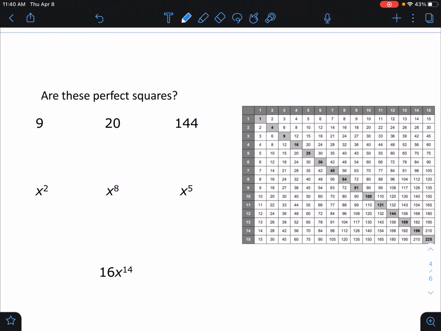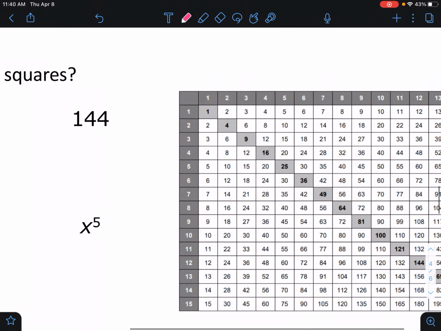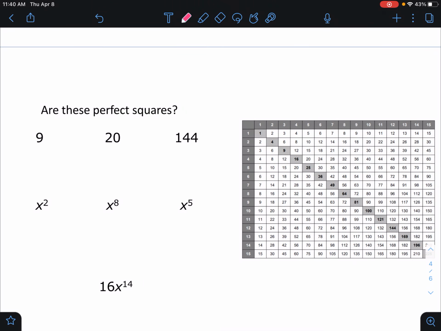Is 9 a perfect square? Well, you can see 9 is right here. So yes. Is 20 a perfect square? People are tempted just because 10 plus 10. Now be careful, we're not doing addition, right? This is multiplication. So people are tempted to say, oh yeah, 10 plus 10. Well, it's not addition. So no, and notice it's not in those highlighted ones. 16 and 25, that's not 20. So this is no.